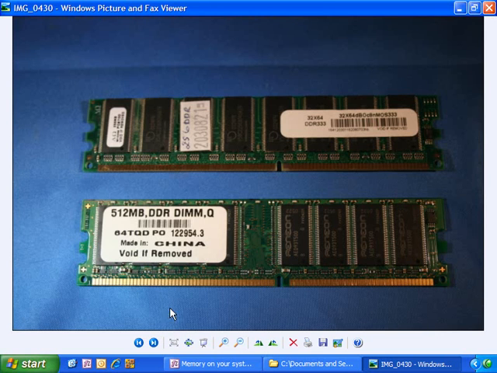Here's a photograph of a 512 megabyte DDR DIMM. You see these gold pins down on the bottom, and notice there's a little slot right there in between the two rows of pins. So there's the front and there's the back, and on these DIMMs are RAM chips.